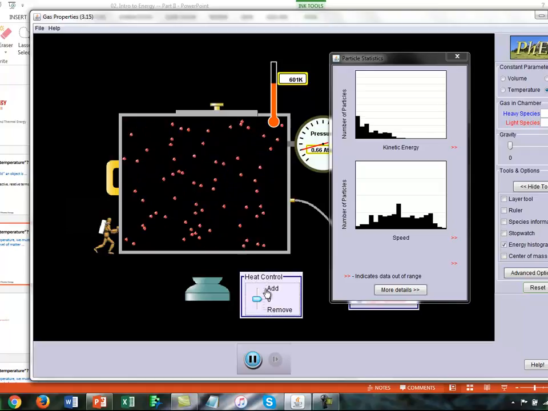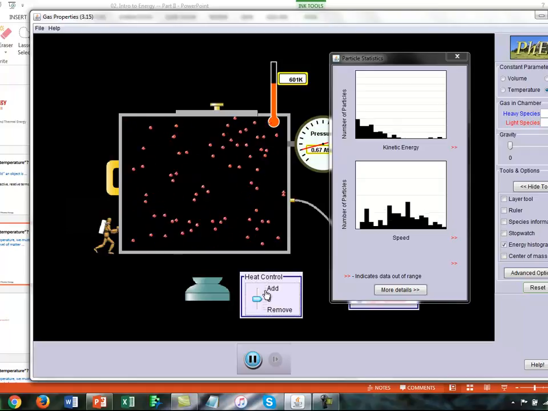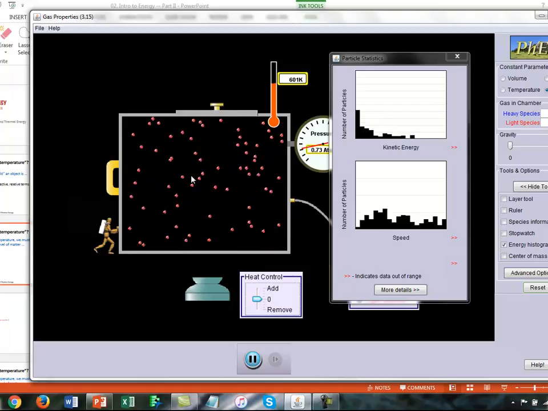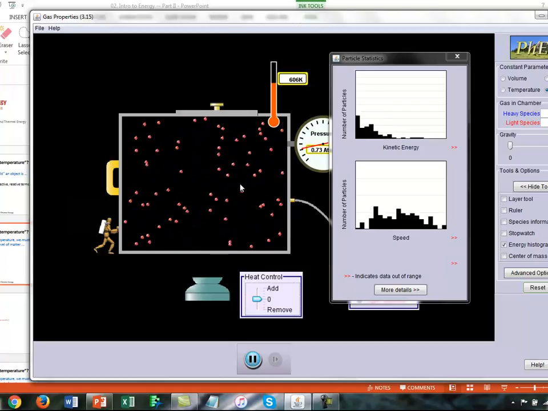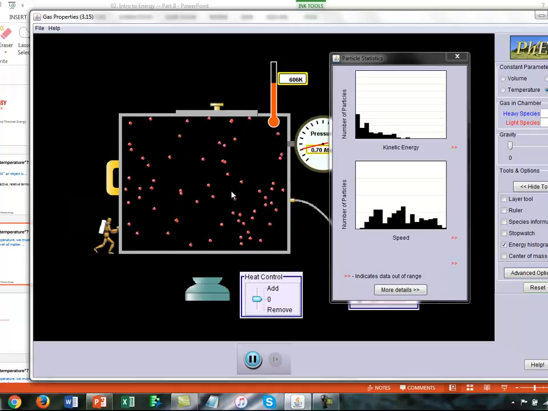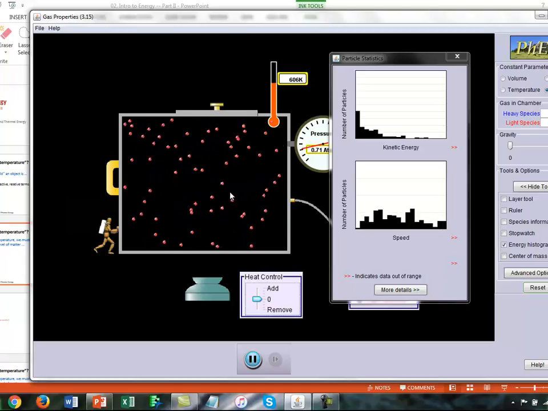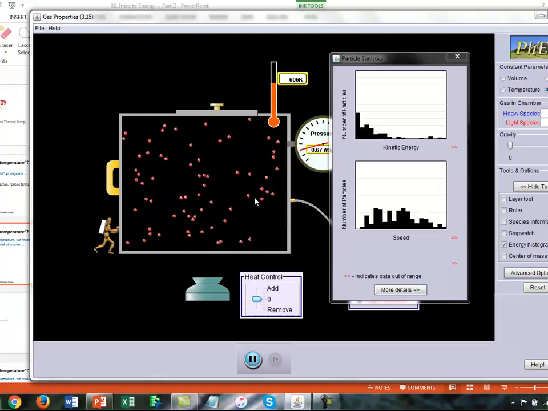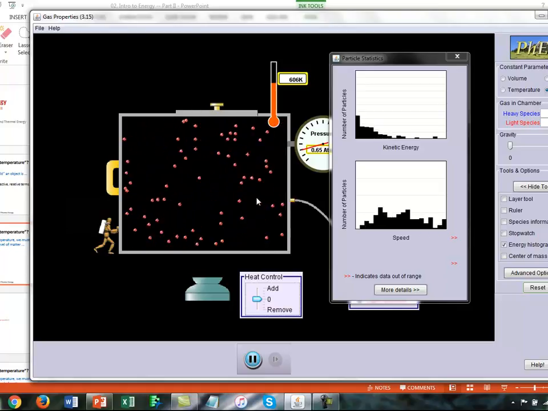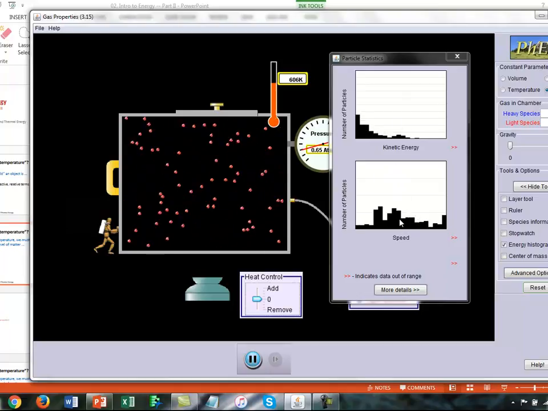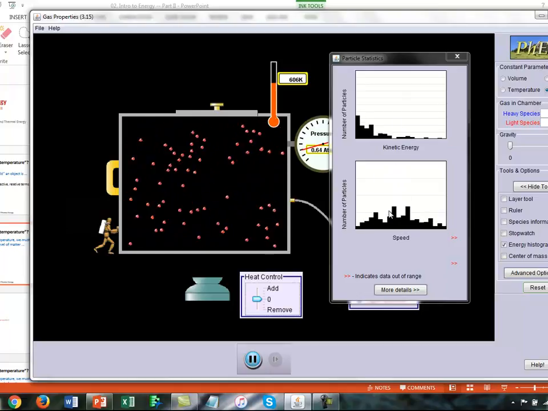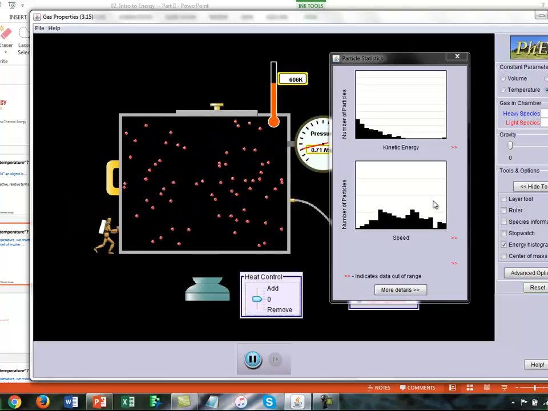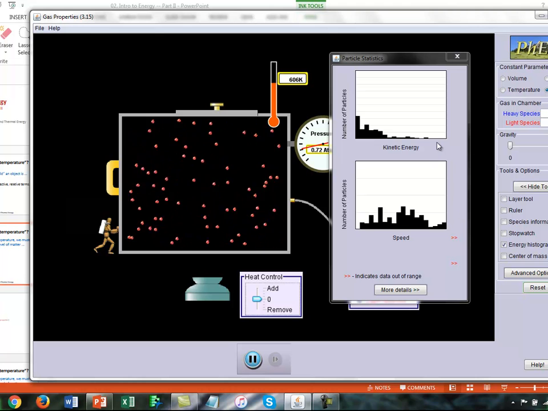Okay, trying to get it back up to 600 there. Okay, now at a temperature of 600 Kelvin, you should be able to see visually, with the motions of the atoms, that most of the atoms are moving significantly faster than they were at 300 Kelvin. So let's see if the speed and kinetic energy distributions reflect that change. If we come over here, I think you can see that indeed the distributions of speeds and kinetic energies have shifted to the right, or to higher speeds and higher kinetic energies.